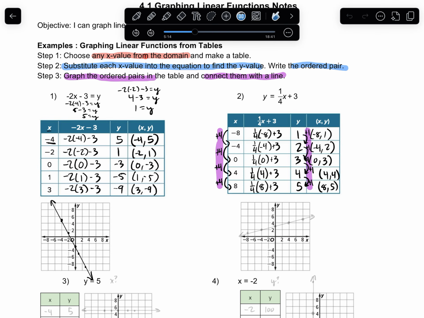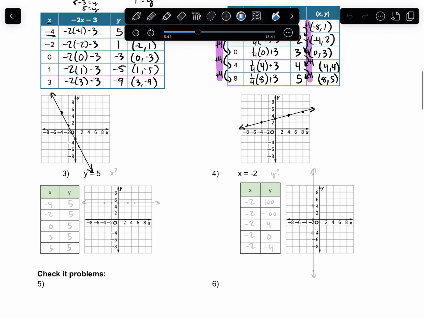And then I graph, so -8. I'm just going to do this really fast because I feel like we should be pretty comfortable with graphing. So 0, 3, 4, 4, and then 8, 5. So it should be a very not very steep slope. And that's generally what the graph would look like.